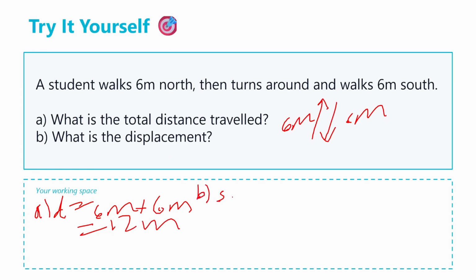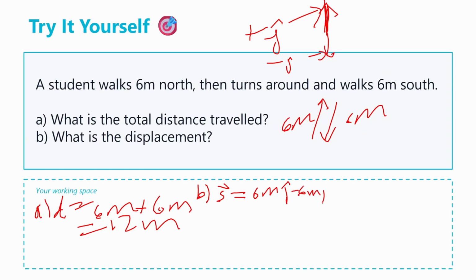So S, well, let me just draw the vector symbol. So first it's 6 meters north. Remember how we took j cap as the vertical direction, right? Negative j cap is this direction and positive j cap is this direction. So we're going to say that 6 meters north is just positive 6 meters j cap and 6 meters south is minus 6 meters j cap.